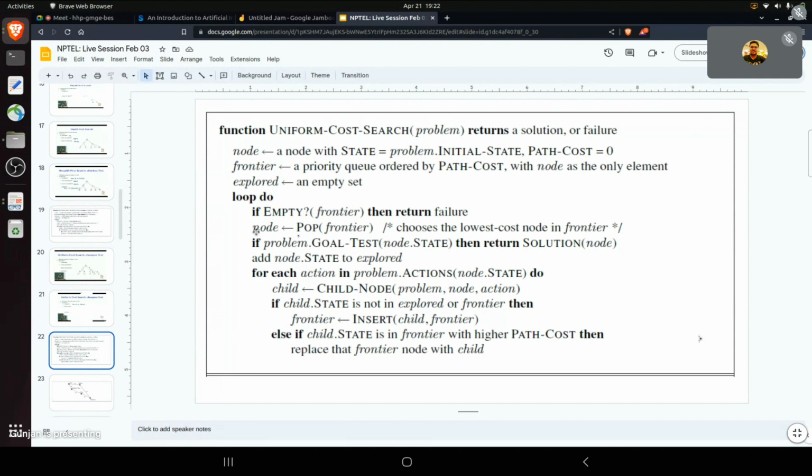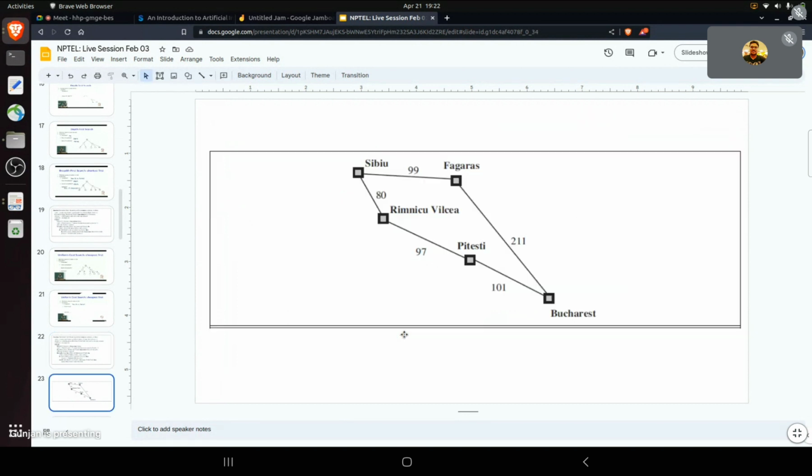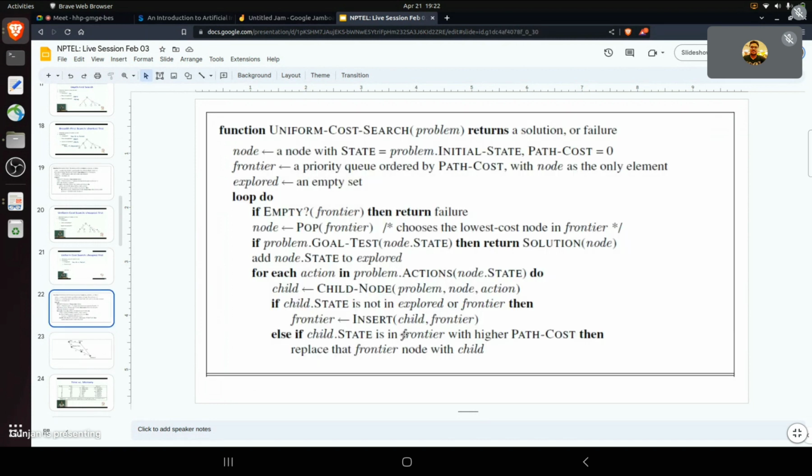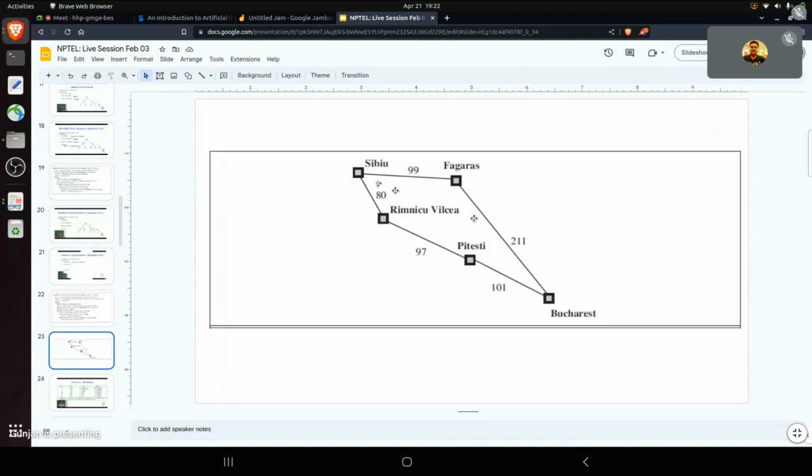So this example was clarified in the sample run too. If you have to go from Sibiu to Bucharest, and you do a breadth first search, you will follow this 99 plus 211 route. You will go from Sibiu to Fagaras, and put Fagaras and Rimnicu Vilcea in the queue. Then you will explore Rimnicu Vilcea, then you will put Pitesti in the queue. Then you will pop Fagaras and say I got Bucharest, and you will end up with the cost 99 plus 211.